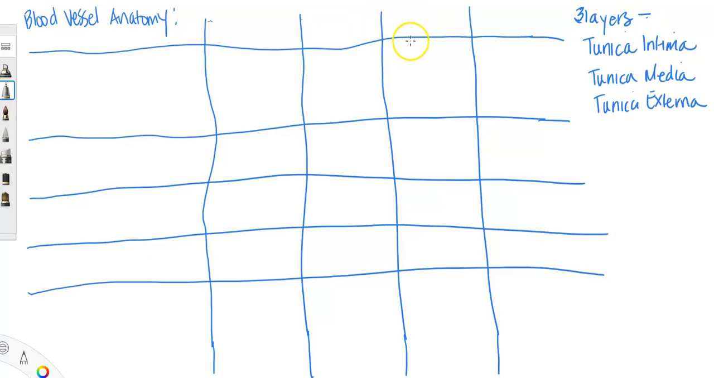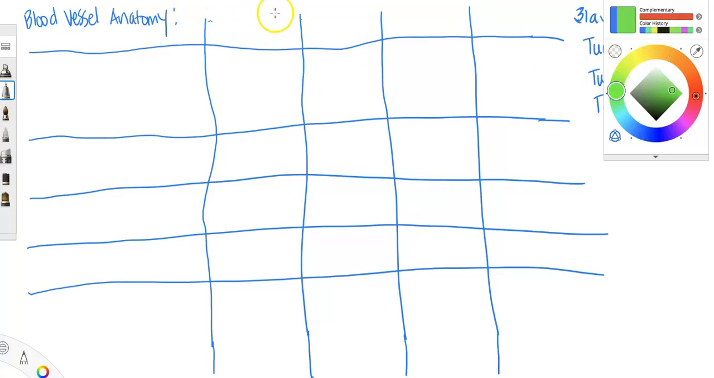So within those layers are certain tissue types. There is a fibrous tissue type. There is a smooth muscle tissue in there. There is elastic tissue. And there is endothelium. So not all of the vessels have all of these things. Some do.